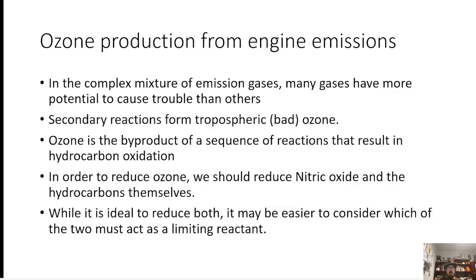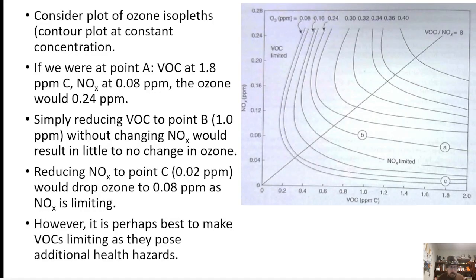Now, while it's ideal to reduce both NOx and VOCs, it's not always possible. You have to choose. It may be easier to consider which of the two should be a limiting reactant, because you can't remove all of them. So what can we remove? How? Consider the plot of this ozone isopleth. This is a contour plot at a constant concentration.